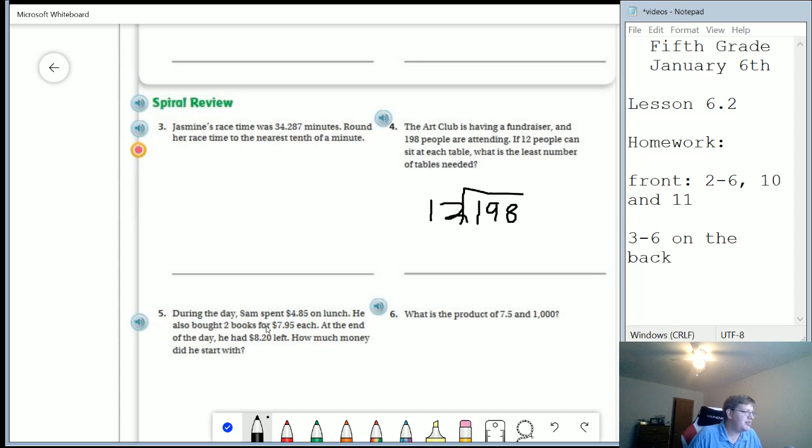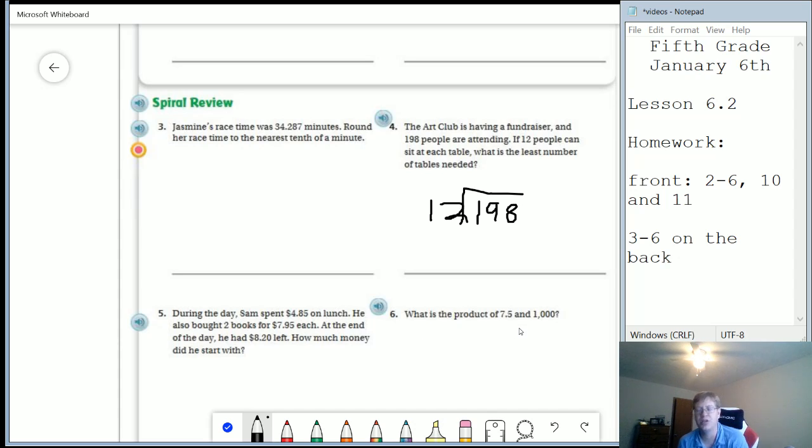All right, so it looks like number 5, Sam is spending a certain amount of money. We want to figure out how much money he spent, and then add that to the amount that he has left over to find out what he started the day with. And then the last one is just a multiplication problem.